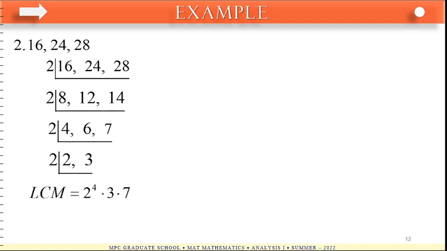And for the LCM of 16, 24, and 28, we have 2 raised to 4 times 3 times 7. If we simplify this, we have 2 raised to 4 times 3 times 7. The answer is 336. So the LCM of 16, 24, and 28 is 336.